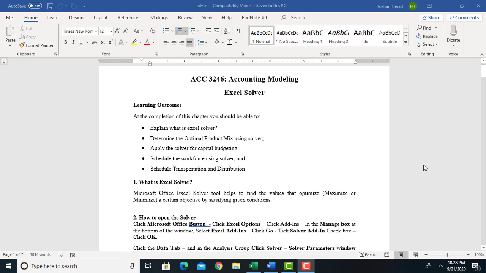You can see that there is a certain objective, that is to maximize the profit, and also certain constraints. The labor and material availability is limited. So those are basically the constraints. In the presence of these constraints, how are you to maximize the profit? That is a particular scenario where you can make use of this solver tool. By using this solver tool, you can easily figure out what the optimum product mix is.